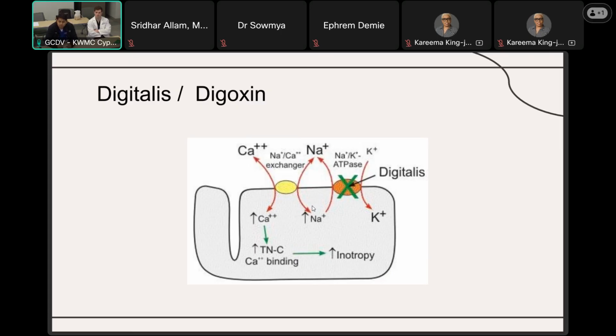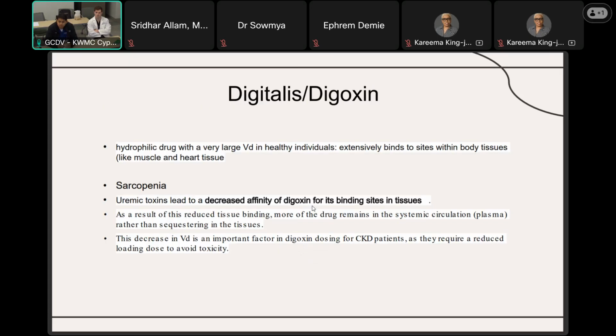So digoxin is special. The volume of distribution rule doesn't apply for digoxin. It is a hydrophilic drug with a very large volume of distribution in healthy individuals, but because of sarcopenia in patients with kidney disease, there is a decreased affinity for digoxin because of competition with uremic toxins. At the same time, because there is reduced tissue binding available, more drug remains in the systemic circulation. So there is more potential for toxicity, even with less effect at the same dose if we were to give it to patients without kidney disease.